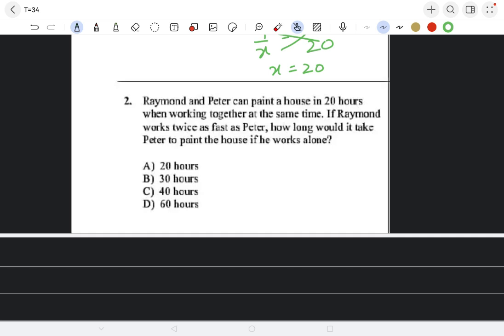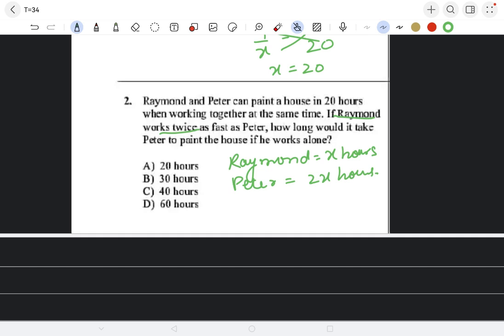the same time. Okay. If Raymond works twice as fast as Peter, Raymond worked twice as fast as Peter. So if Raymond is faster, then he will take less time and Peter will take more time. So here students get confused. Look, here Raymond is taking X hours and Peter is taking 2X hours. And students argue with me that they are saying twice as fast as Peter.